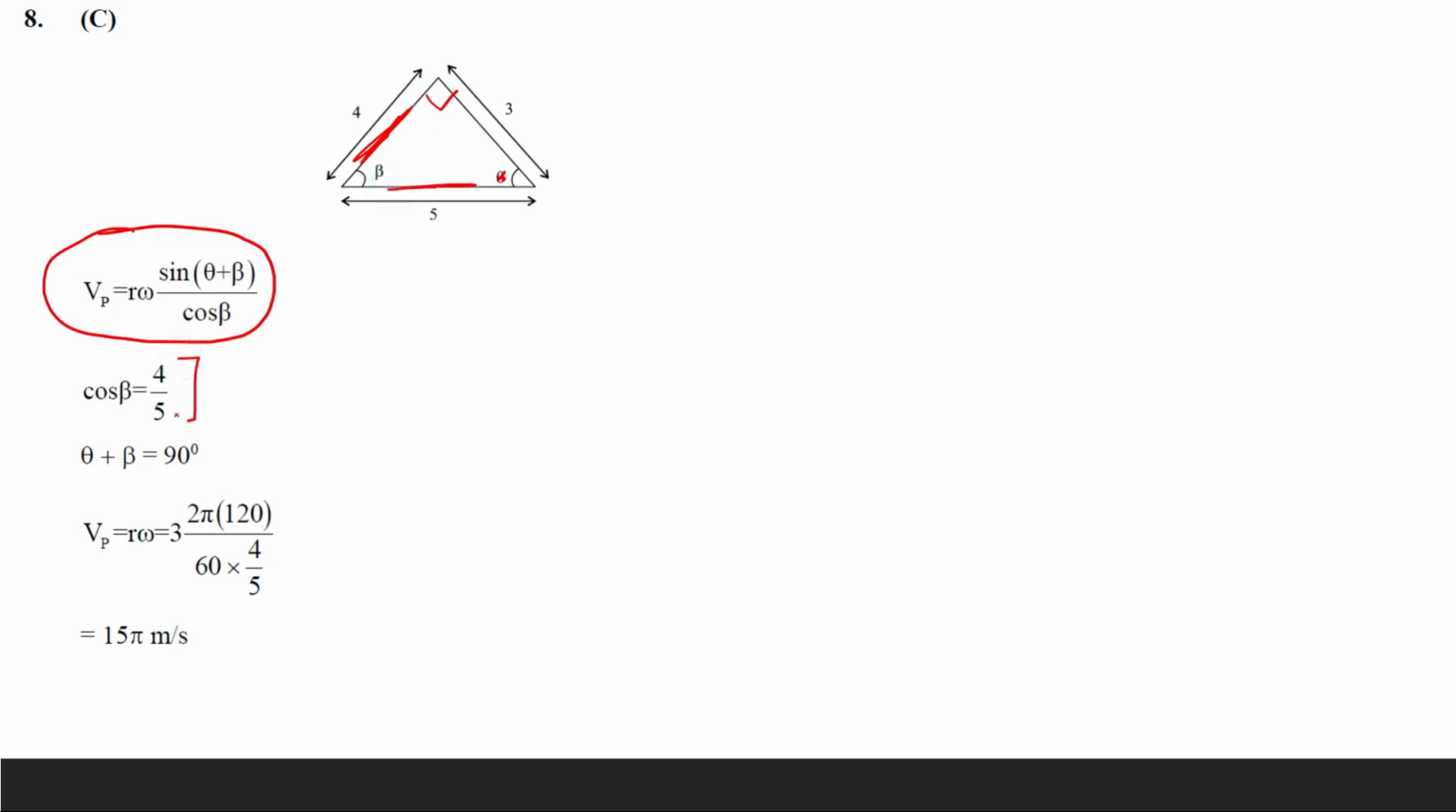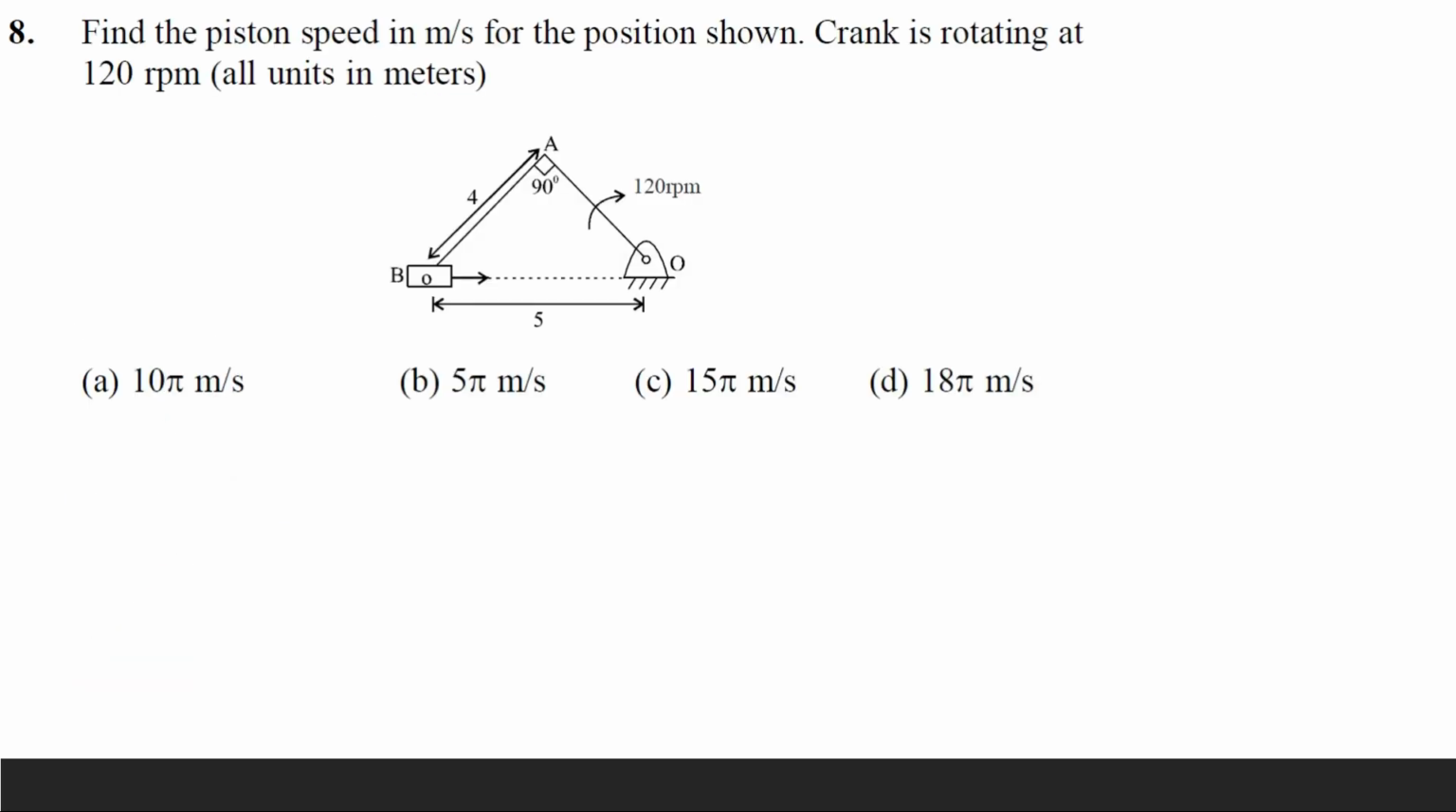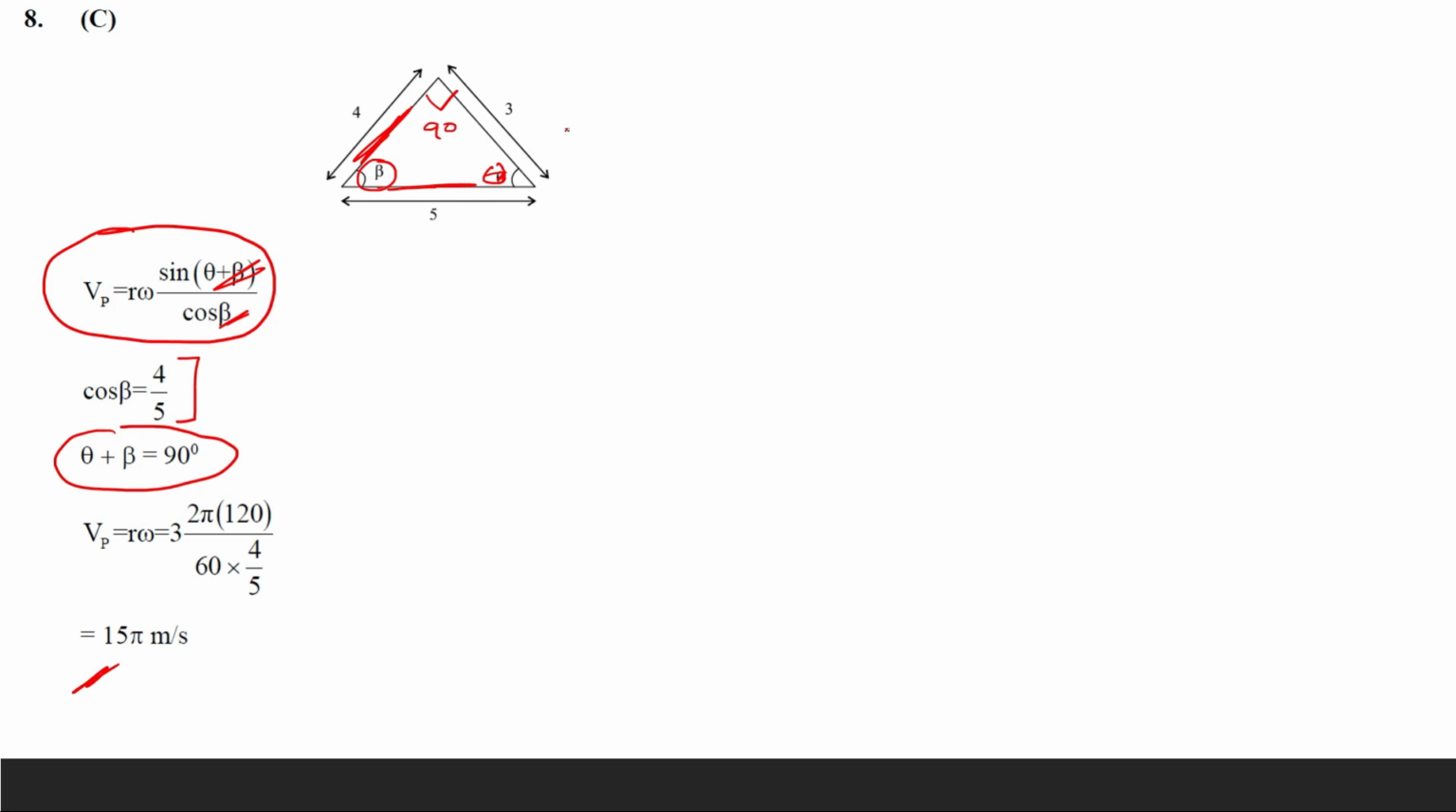So this is cos beta, and we know theta plus beta is equal to 90 degree. How? If this angle is 90 degree, the sum of internal angles of a triangle is 180 degree, so the remaining two angles, theta plus beta, equal 90 degree. So theta plus beta you know, beta you know, then r omega you already know, because rpm is given, radius is given, then you can calculate Vp. Here you can see radius is given. Okay, so this is 120, rpm is given, and radius you can calculate from here, 4, 5 and 3, Pythagoras triplet.